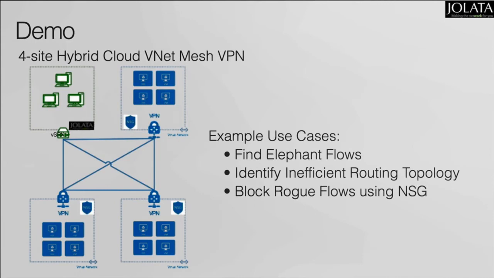So in short, what we've done is a demo of a 4-site hybrid cloud VNet mesh, a physical site with the 3 Azure sites. We helped you find the elephant flows, identified the topology issues, and we blocked rogue flows.